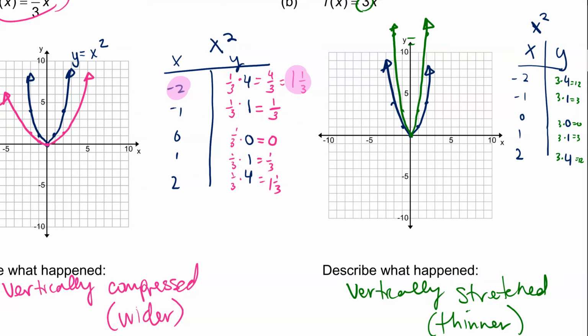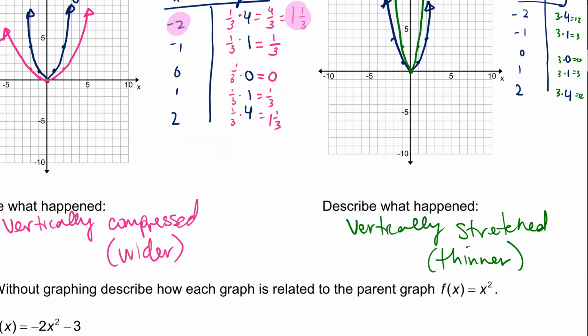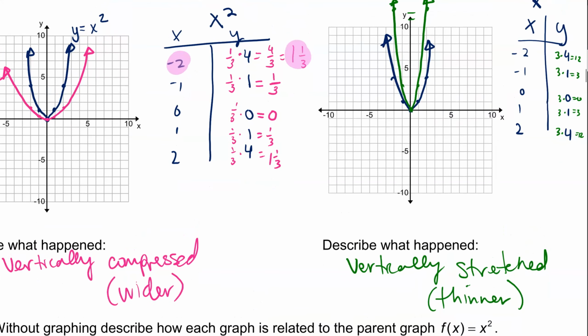All right, now some fun. Without graphing, describe how each graph is related to the parent graph, f of x equals x squared. So if it's getting vertically compressed, ready? Think about it. Vertically is up and down. If you're compressing it, it's getting wider. If you're stretching it, right, it's going to get a lot thinner.